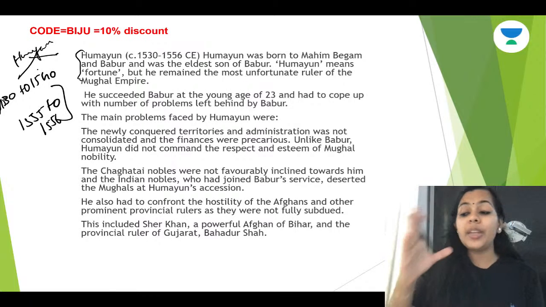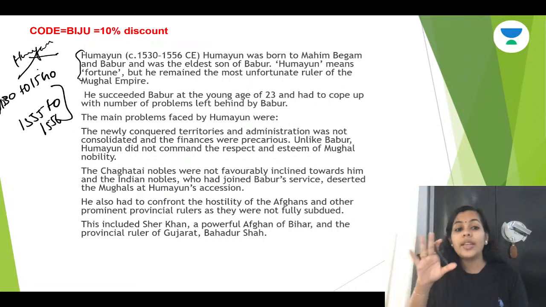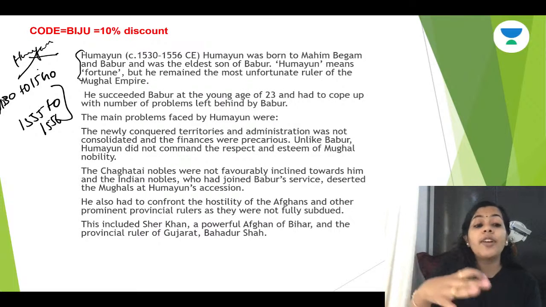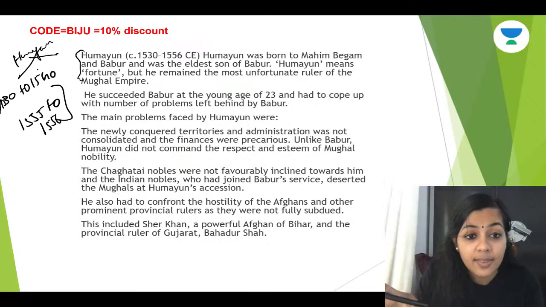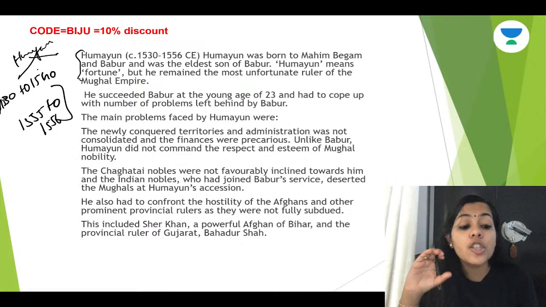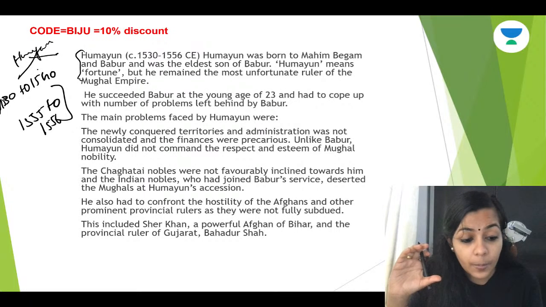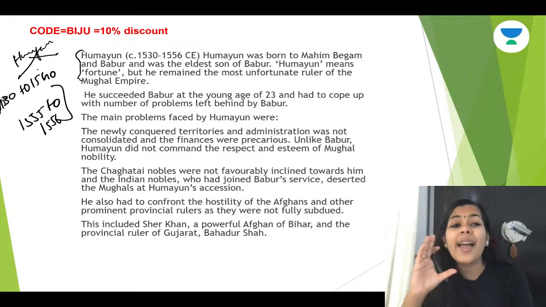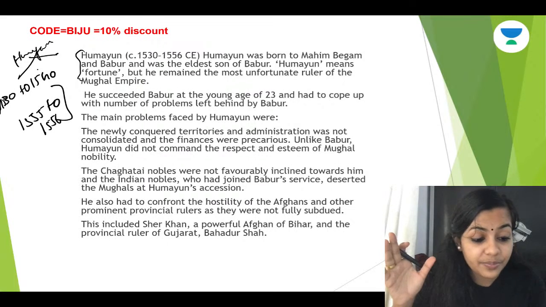You can see that the entire period of Humayun can be divided into two. That is 1530 to 1540, and from 1555 to 1556. This is how he was ruling. What happened? For 15 years, this man was in exile.